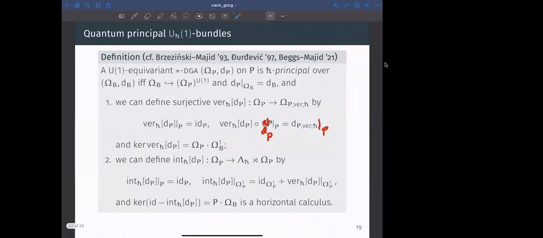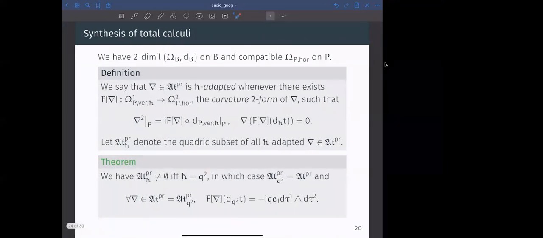And so, given this, we can now talk about synthesis of total calculi. So recall our simplifying situation. We're dealing with circle bundles. We're restricting to these H-bar deformed calculi. We have a two-dimensional calculus on the base, so just zero forms, one forms, two forms, and we have a compatible calculus of horizontal forms, the algebra of horizontal forms.